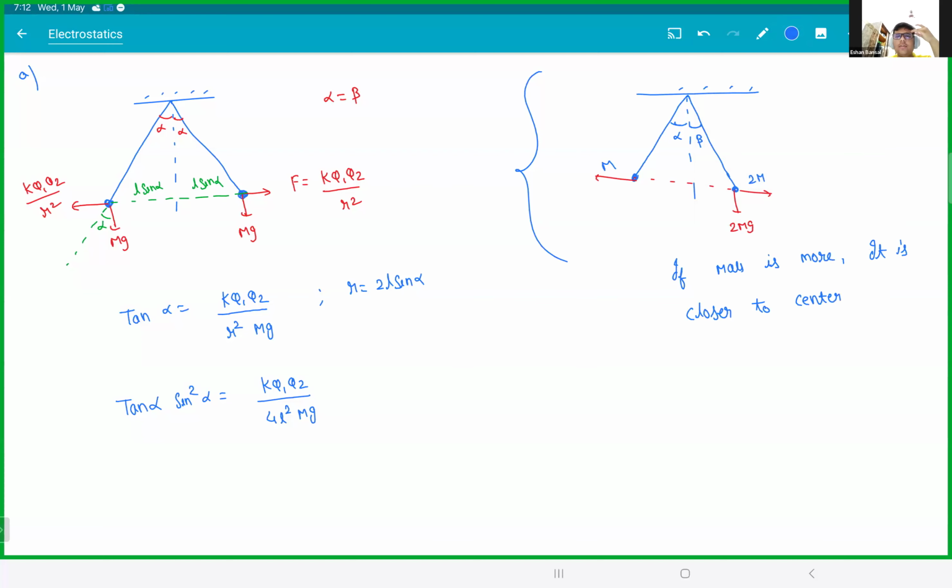So how would we solve a question like this if it is 2m and m? Then you'll get more equations. That's it. What is there to solve? You'll solve it the same way. It'll be more complex. Plus i cap, j cap components you'll have to solve. Okay, sir. It'll become too complex. So otherwise, alpha will be greater than beta.